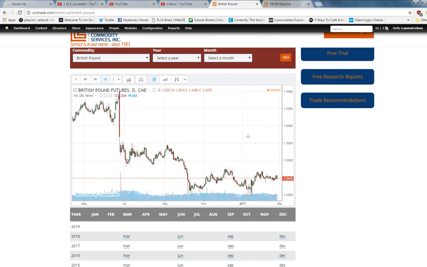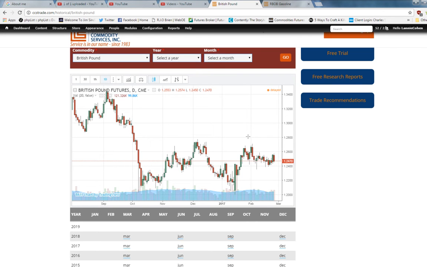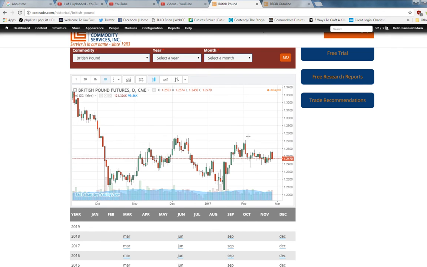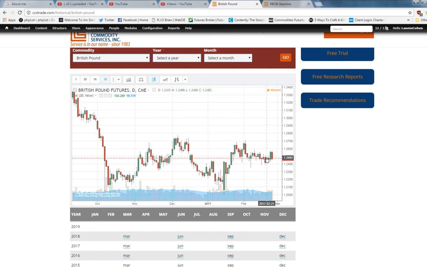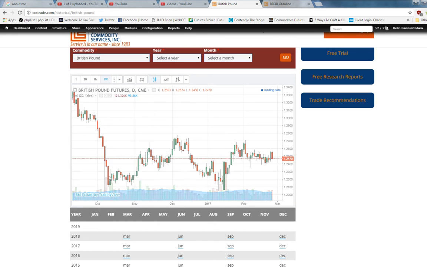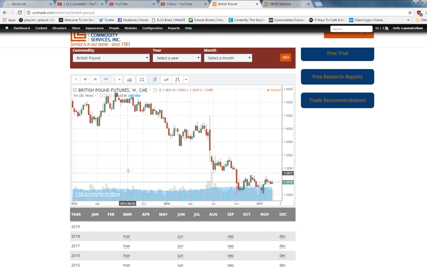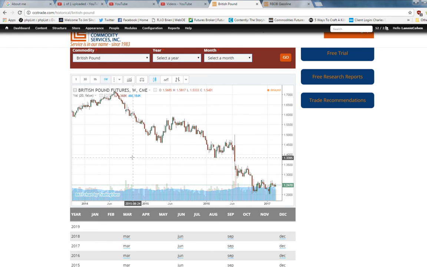So based on this daily chart, it looks like the British pound is kind of going sideways, back and forth. If you want a little longer perspective, you could change it to a weekly chart, and all of a sudden that sideways seems subdued, and it looks like prices are pretty cheap right now.